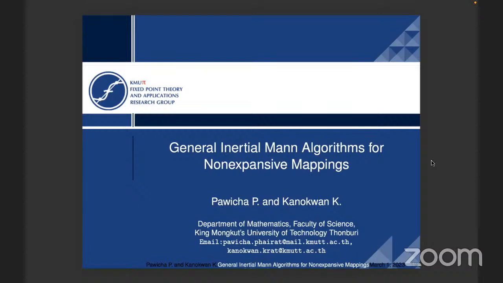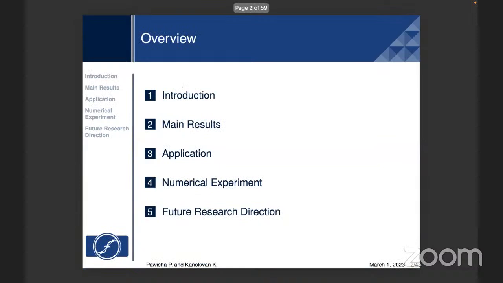Okay, let's start. Good afternoon, everyone. My name is Kanokwan Katulak, and this is Pavisha. Today, we would like to present our group's topic: general inertial Mann algorithms for nonexpansive mappings. We will talk about five sections. The first section is the introduction, the second is the main result, the third is applications, the fourth is numerical experiments, and the last is the conclusion.